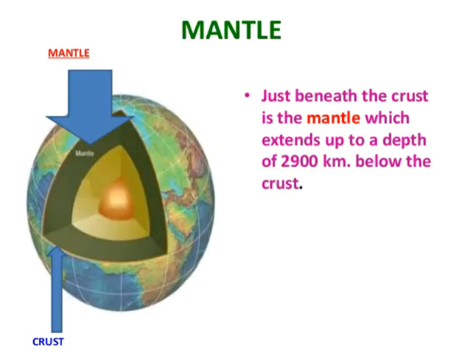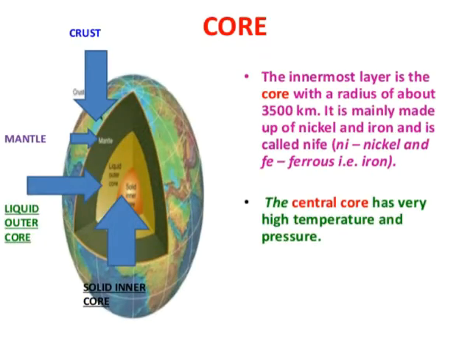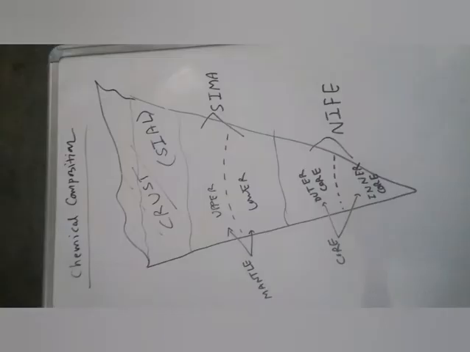So we will discuss the mantle next. Mantle is the second layer inside our earth, and the mantle divides into two portions. First one is the upper mantle, and second one is the lower mantle. The mantle extends to a depth of 2900 kilometers. Similarly, the core divides into two portions. First one is the outer core, and second one is the inner core.